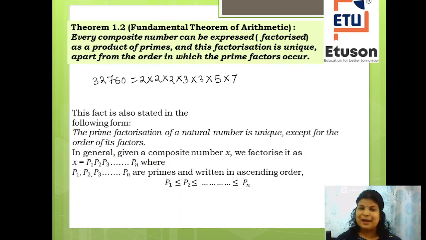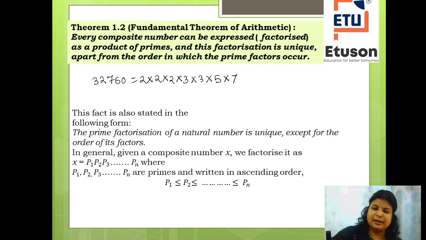So this fact is also stated in the following form: the prime factorization of a natural number is unique except for the order of its factors. In general, given a composite number x, we factorize it as x = p1 p2 p3 up to pn, where p1, p2, p3 up to pn are primes written in ascending order. This means p2 is greater than or equal to p1, p3 is greater than or equal to p2, and so on till pn. So children, did you understand the statement of the Fundamental Theorem of Arithmetic?